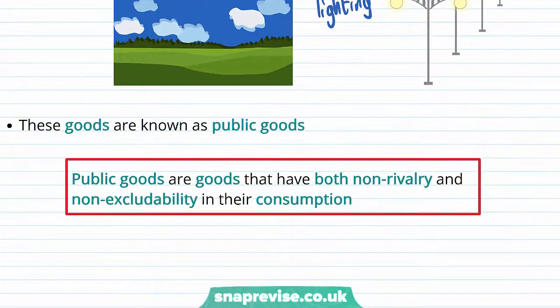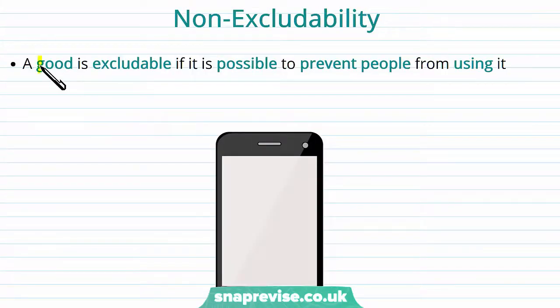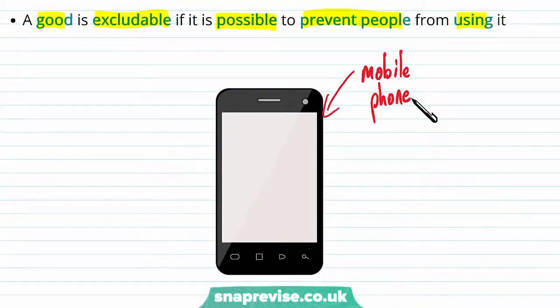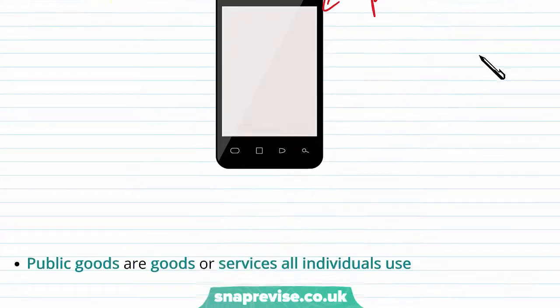And all of these goods are going to be known as public goods, and public goods are defined as goods that have both non-rivalry and non-excludability in their consumption. So let's break down what we mean by non-rivalry and non-excludability. A good will be described as excludable if it is possible to prevent people from using it. So for example, if you own a mobile phone, you can prevent other people from using it as you are the owner. And this means the phone is excludable.